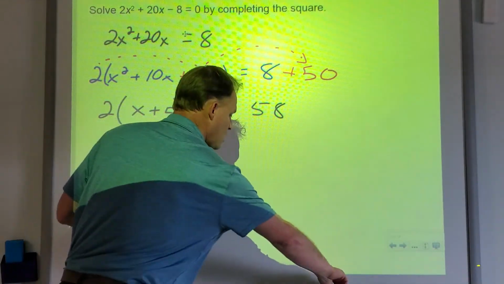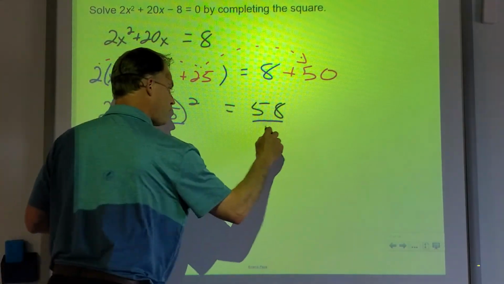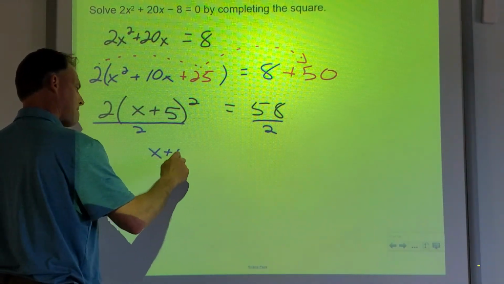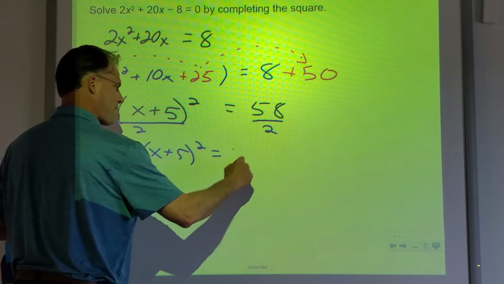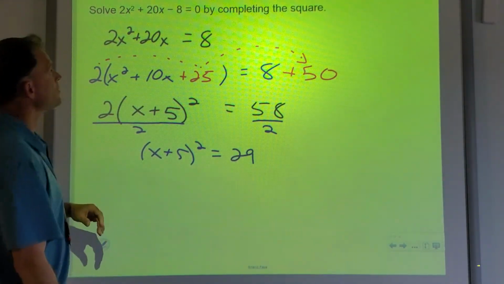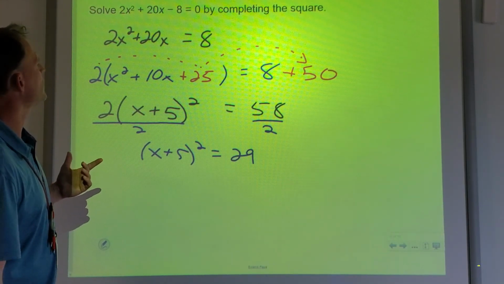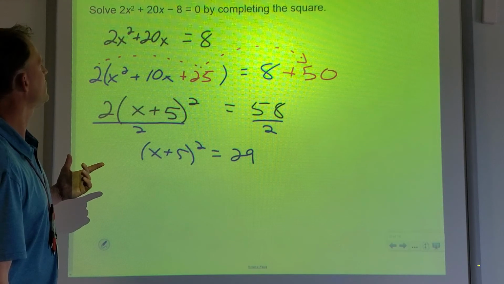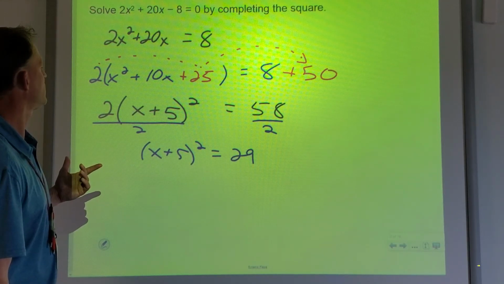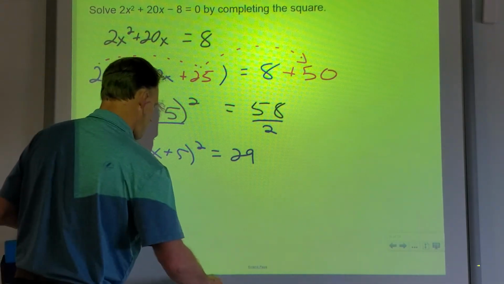Solve. Again, remember back to what we did. I need to divide by 2 first. Yep, 29. Square root. That is wrong. 8, 10. No, we're good. Square root.